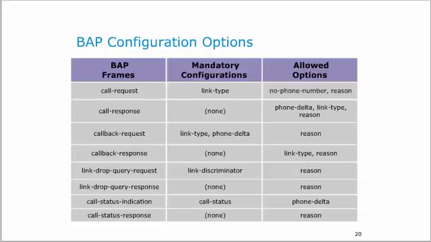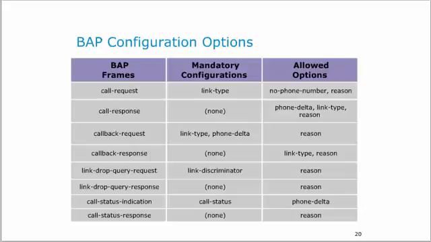No phone number option. The no phone number option informs the receiving peer that the sending peer already has its phone number. A call request frame can include the no phone number option. If this option is included in the call request frame, peers must not include the phone delta option in the call response frame. Link discriminator option. The link discriminator option designates which link the peer wants to drop and refers to the link discriminator number that was set up by the LCP. This option is required in link drop query request frames. Call status option. The call status option is used only in call status indication frames.